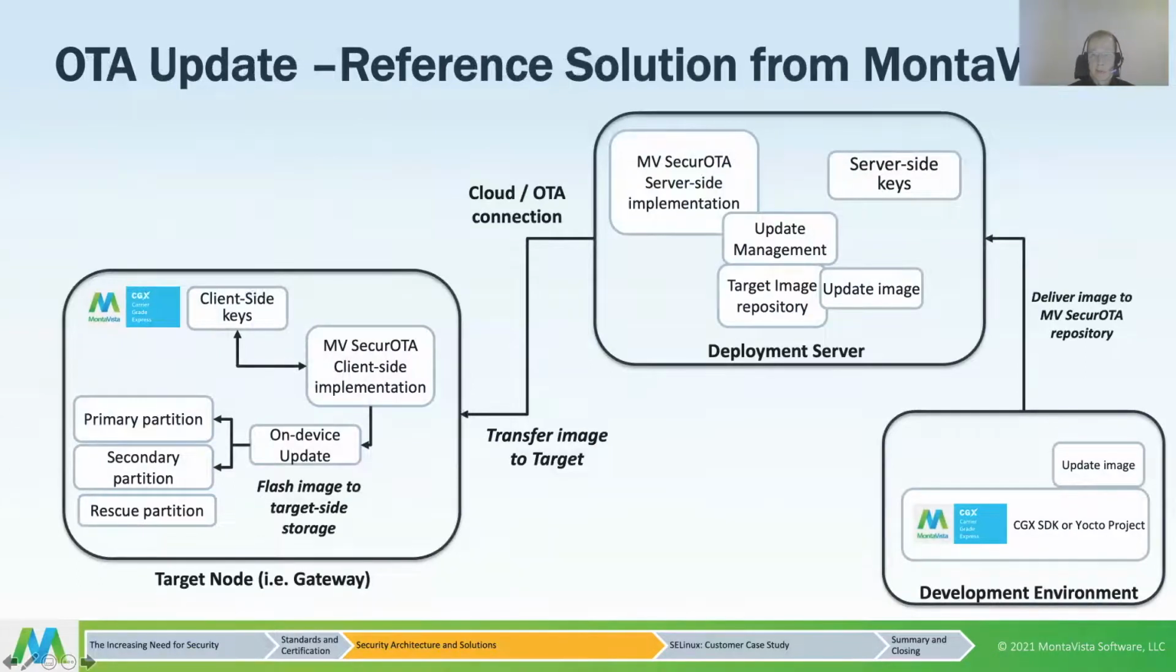Here we have a reference solution from MontaVista, captured in a very high-level view, what we call secure OTA. This allows the full chain of operation from creating the update images, delivering them into a secure repository, and delivering them from this repository onto the targets over an over-the-air connection or whatever connection you prefer to use. Then we have a reference flashing update setup that allows you to update the target device's firmware.